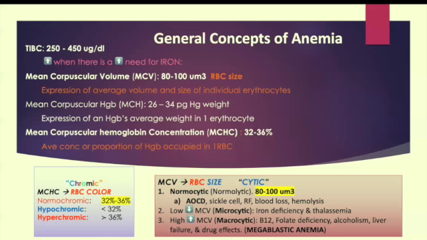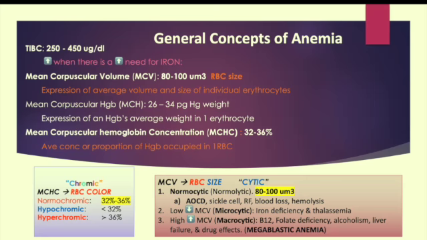Some general concepts about anemia, continued with some values: the total iron binding capacity, which is 250 to 450. This is going to increase when there is a higher need for iron. So when you have low iron stores, the total iron binding capacity will be higher. The mean corpuscular volume, or MCV, is 80 to 100. This is the size of your red blood cells, the expression of the average volume and size of the individual erythrocytes.